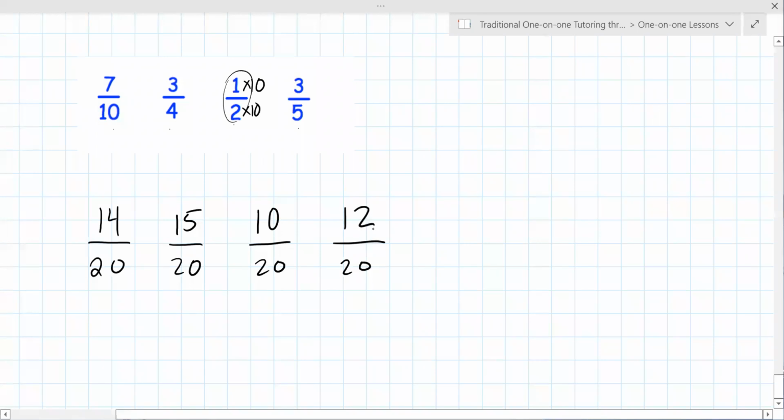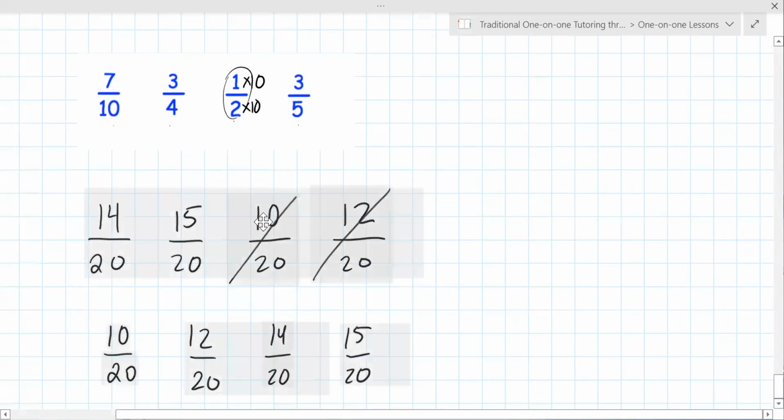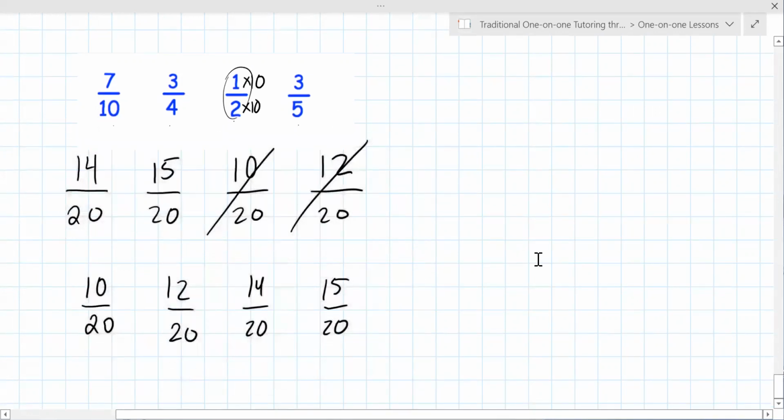Yes, okay. So the order is 10 over 20, 12 over 20, and sometimes you can even cross them out as you go, 14 over 20, and 15 over 20. But what does that correspond to in terms of the originals? I mean, that's really the core thing here. Which one was the 10 over 20?